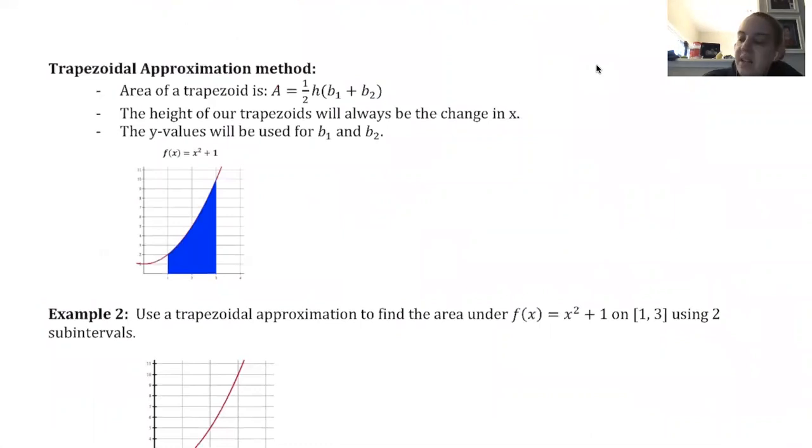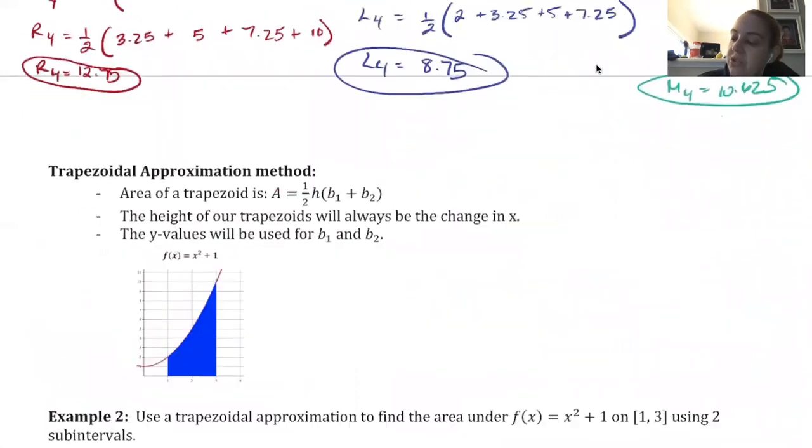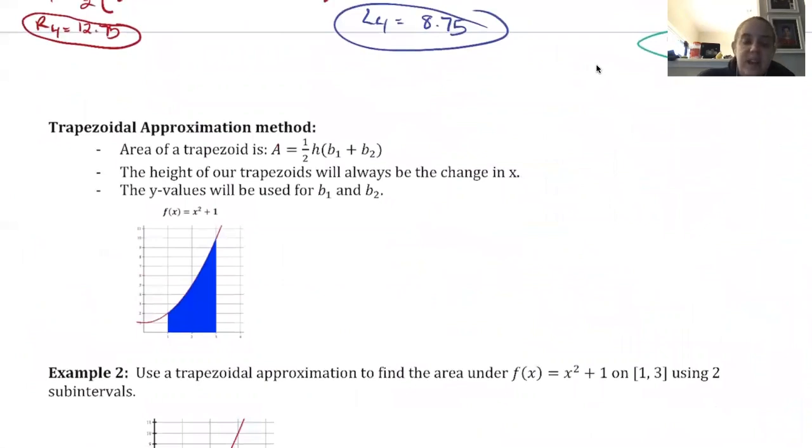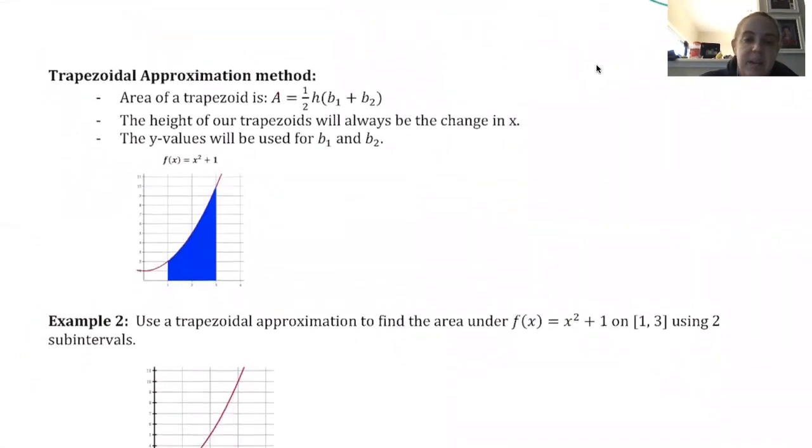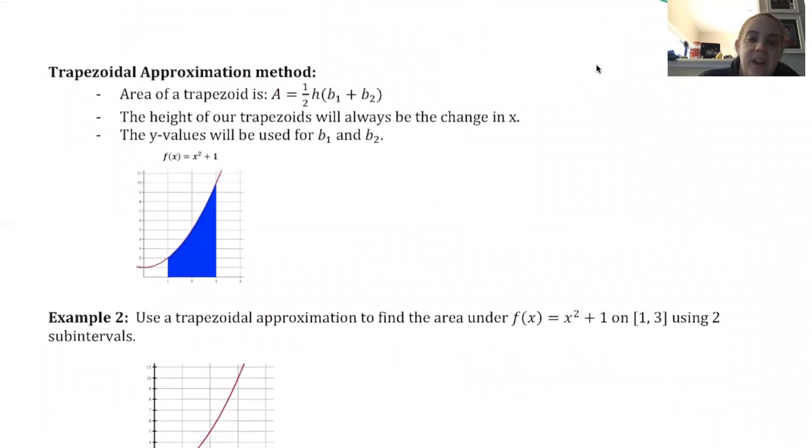Now, my trapezoidal approximation method. If my rectangles weren't that great, we can do trapezoids. Don't forget that the area of a trapezoid is 1/2 the height, base 1 plus base 2. The height of our trapezoids will always be the change in the x, so they're sideways trapezoids. They go like this. I'm going to break this into 2 trapezoids, but this is what they look like. This is base 1, this is base 2, and then this is your height going sideways. That's your height. The y values will be used for base 1 and base 2.